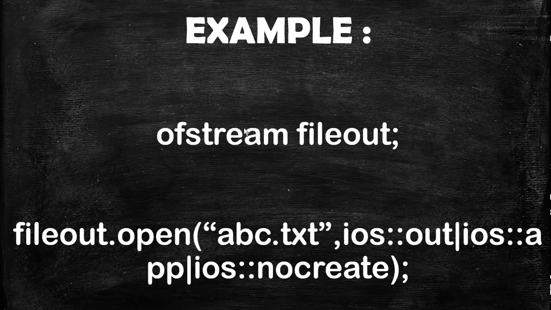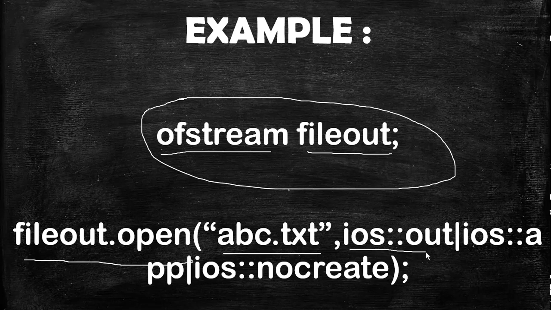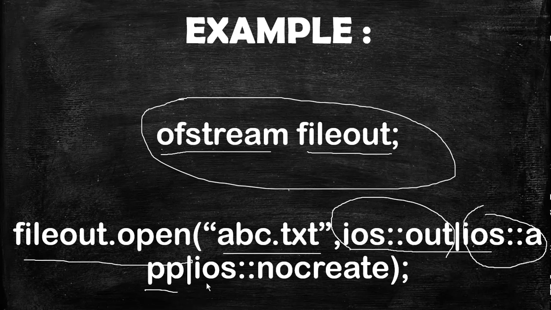Let us see an example here. Here we have created an object of class ofstream, that is the output class. The object name is fileout. After this we have opened the file using the open function. The file name is abc.txt, and then we have used three file modes here. The first file mode is the output mode, the second file mode is append mode, you can see this is ios::app, and the third one is ios::nocreate mode. So this is the way you can use more than one file mode. Just use this operator.